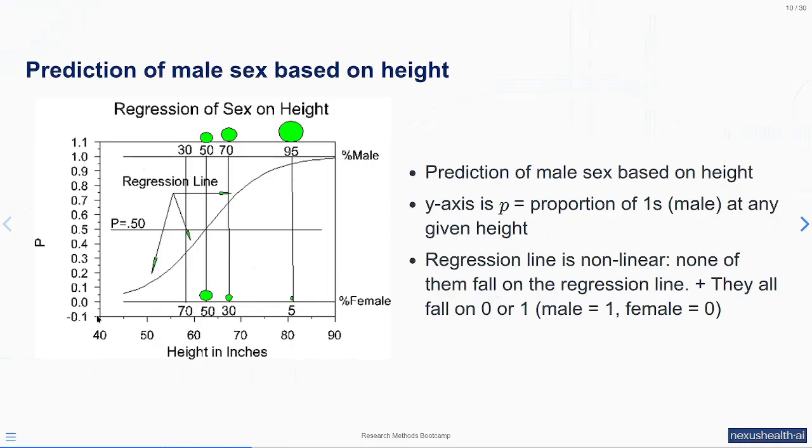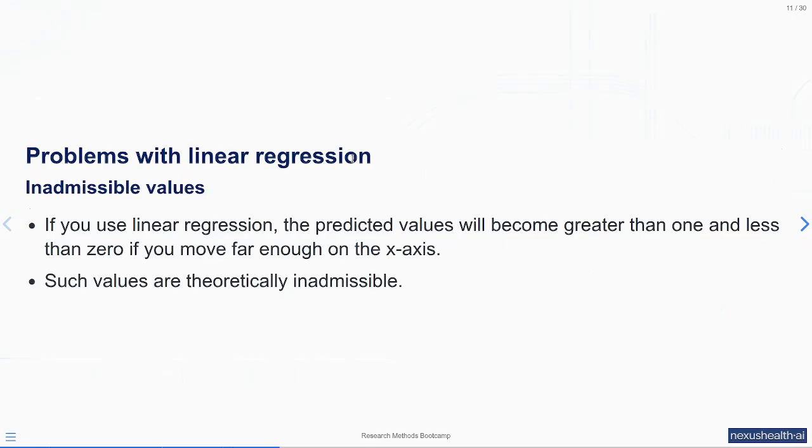So it's either 0 female or 1 male. So it's either going to be here or there, and then if you take the relative proportions and try to fit a line, it's going to curve in between like that, sort of like S-shaped. So this is the problem if we were to use linear regression, right? If you use linear regression, it's going to give you predicted values that are greater than 1 and less than 0. However, the problem with this approach is that these values are theoretically inadmissible, because the actual values are either 1 or 0. So 1 means male, 0 means female.